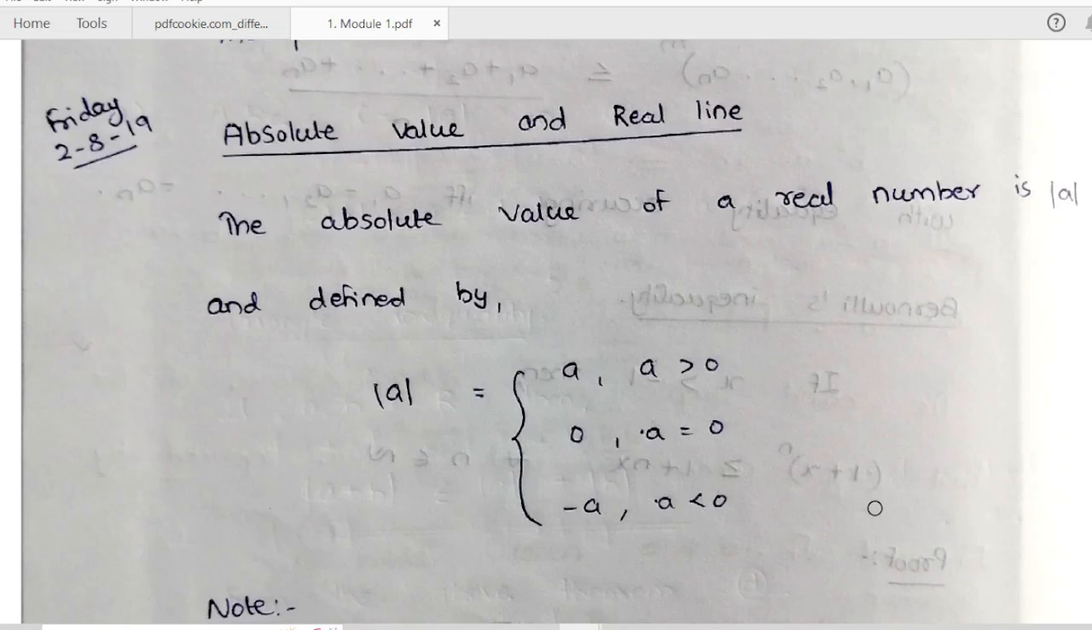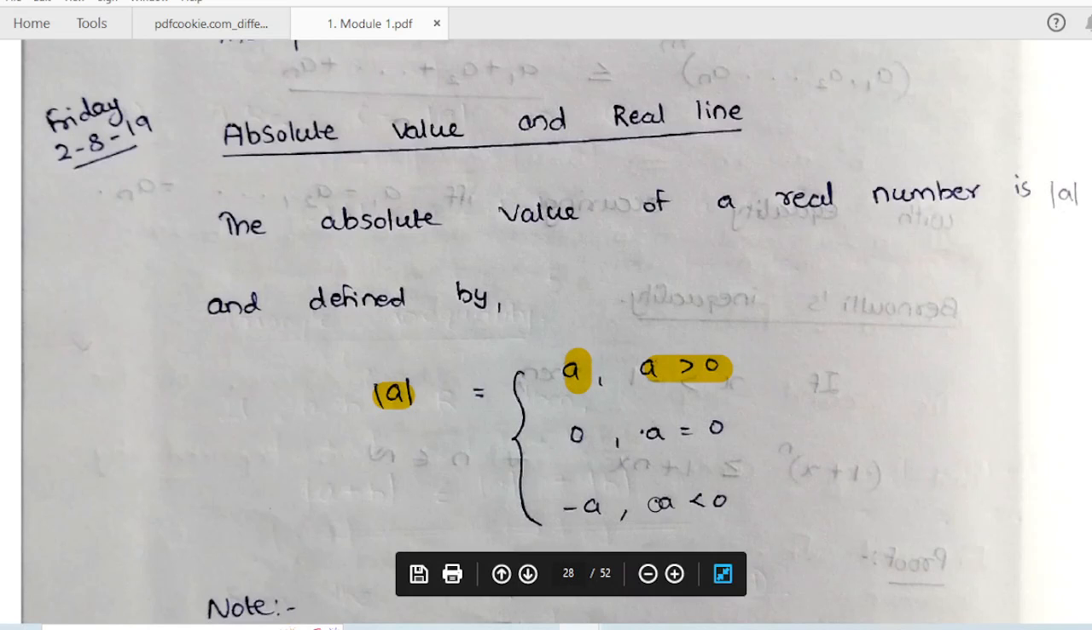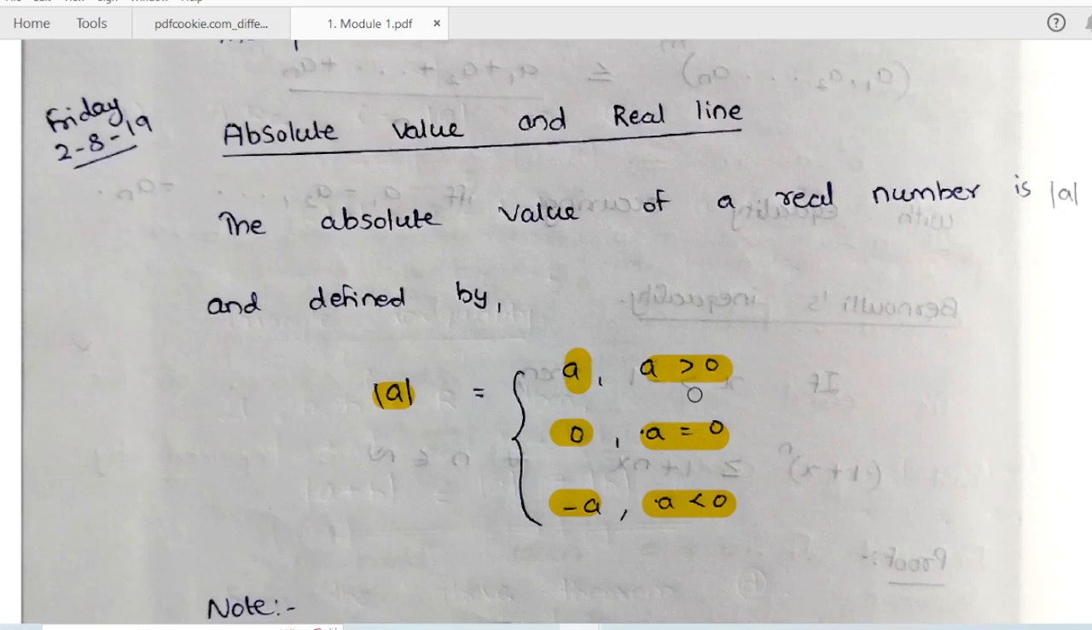So now we have absolute value and real line. The absolute value of a real number is defined by mod of a. Absolute value എന്ന് പറയുമ്പോൾ we always denote by mod a. Mod a എന്ന് പറയുമ്പോൾ a greater than 0 ആണെങ്കിൽ a ആയിരിക്കും, a less than 0 ആണെങ്കിൽ minus a ആവും, a equal to 0 ആണെങ്കിൽ 0. മോഡുലസ് എന്ന് പറയുമ്പോൾ എല്ലാവർക്കും അറിയാം, അതായത് മോഡുലസ് ഓഫ് 1, ഫസ്റ്റ് കേസ് എന്താ, a greater than 0. അതായത് മോഡ് 1ന്റെ വാല്യൂ എപ്പോഴും 1 തന്നെയായിരിക്കും. മോഡ് 2ന്റെ വാല്യൂ 2, മോഡ് 3യുടെ വാല്യൂ 3, മോഡ് 4ന്റെ വാല്യൂ 4.